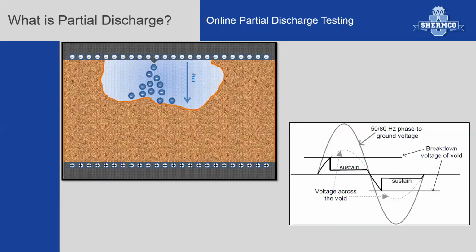All right, looking at what exactly is partial discharge, I'm going to go by the IEC 60270 definition. Partial discharge is a localized electrical discharge that only partially bridges the insulation between conductors and which can or cannot occur adjacent to a conductor. Okay, pretty interesting definition there, but let's go a little bit deeper.